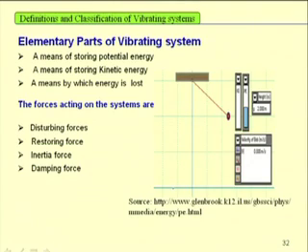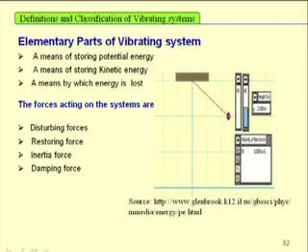Welcome to the second class on nonlinear vibration. Last class we have studied different types of systems. In that we have reviewed the linear single degree of freedom systems. Also I told you different elementary parts of vibrating systems. For example, for this simple pendulum, we required disturbing force, then restoring force, inertia force and damping force to have the analysis of vibration.